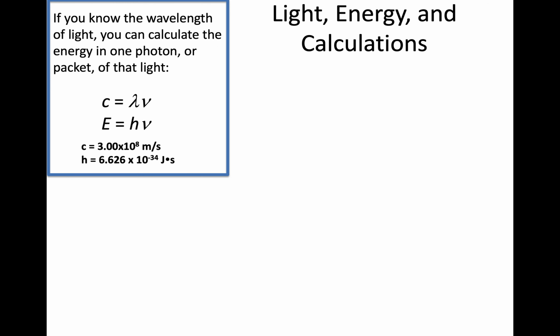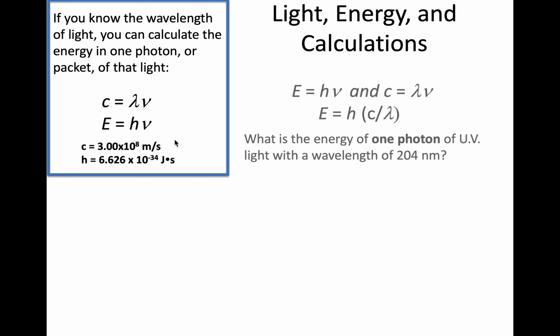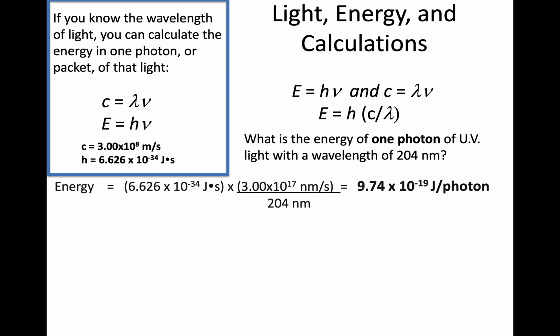Let me share with you a calculation that we typically would do. If we know the wavelength of the light, we could calculate the frequency. We could go back and forth within that relationship. And if we have the frequency, we could calculate its energy. My point being, we want to be able to use both of these equations, E equals h nu and c equals lambda nu. So this question: what's the energy for one photon of ultraviolet light if we know its wavelength?